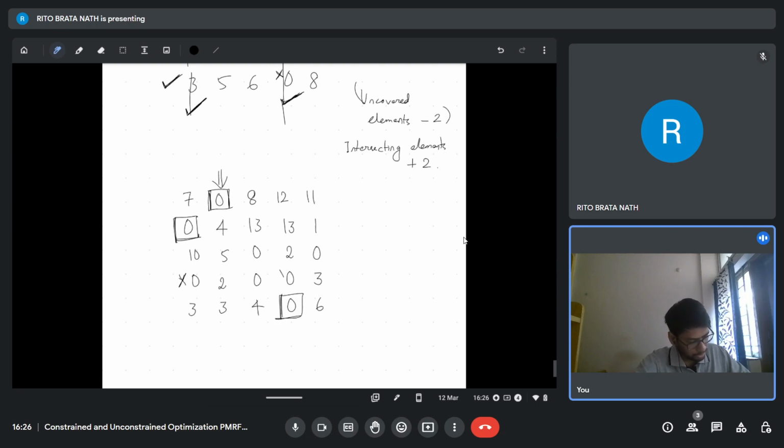And you can cross this one. Now column wise, you have to choose. So the first two, the last column, you have to pick this one. And you can cross out this one. And here you can just pick this one.